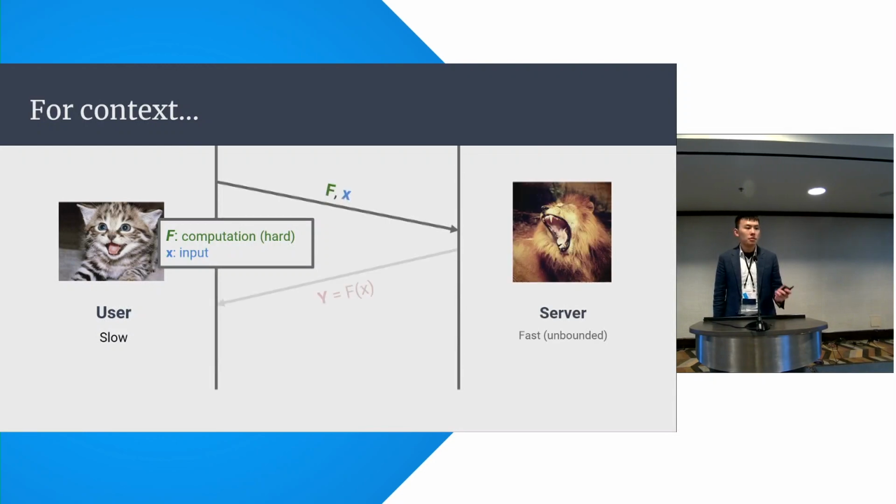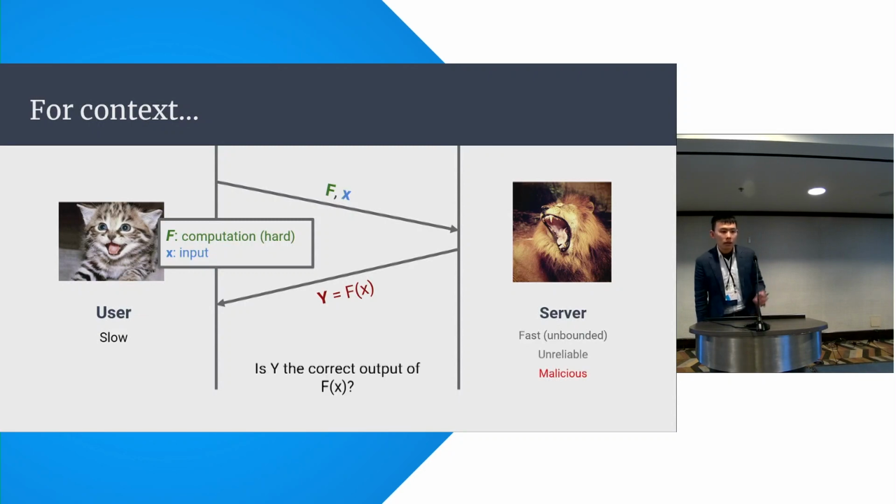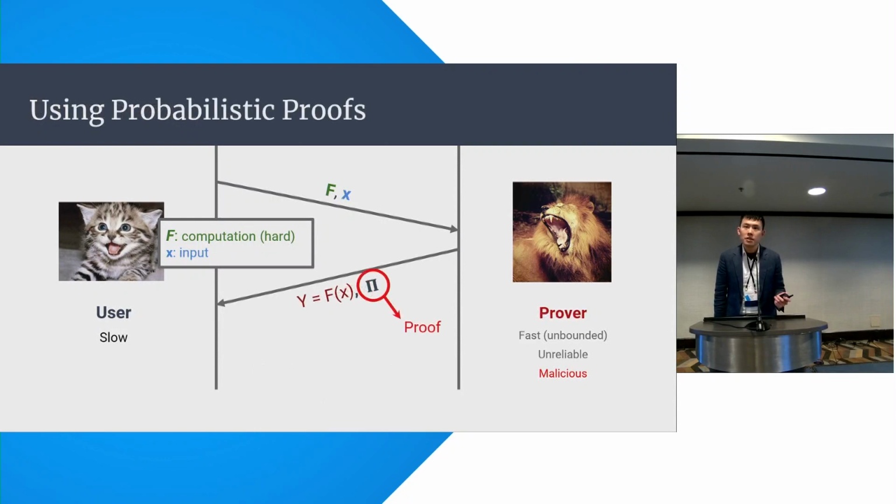The server returns you with an output Y. However, the server might be unreliable or even malicious. And you're left wondering, is Y the correct output of F(X)? So you turn to verifiable computation or zero-knowledge proof, which we together refer to as probabilistic proofs.